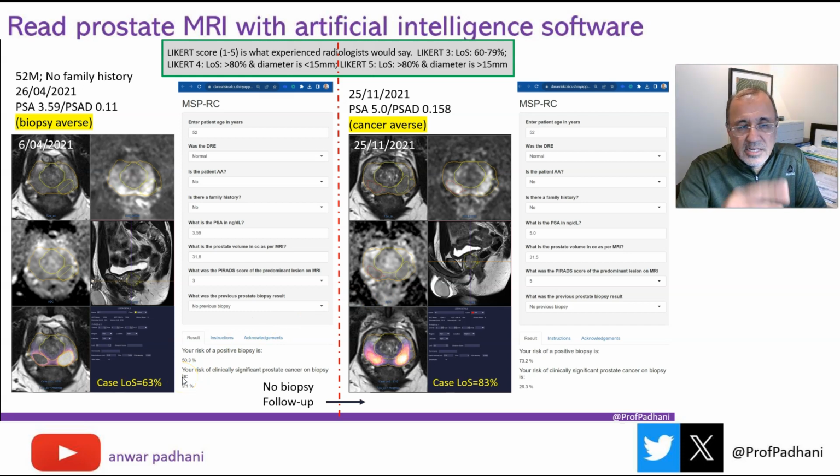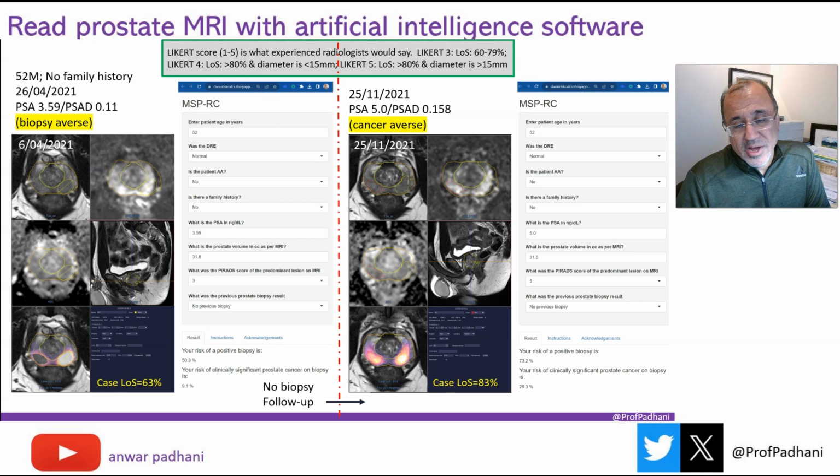And if you put his values into a risk calculator, and this is the risk calculator that I prefer, you'll see that the risk of a positive biopsy is about 50%. The risk of clinically significant cancers on a biopsy is about 9%. So it's elevated compared to the background, but it's not that huge.